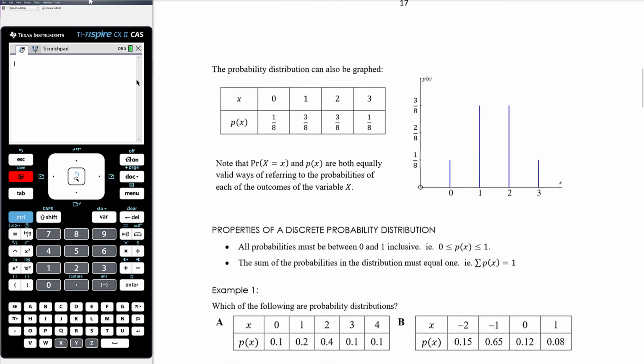Okay, the distribution can also be graphed. So I've got the distribution here. Here's the alternative notation we can use to talk about the probability. This is probably less common, it's really just a space saver, but P of x can also refer to the probability of the x value up here. So it's the same distribution. We can graph it. When the x value is 0, the probability is 1/8. When the x value is 1, the probability is 3/8. When x value is 2, probability is also 3/8. And when x value is 3, the probability is 1/8.